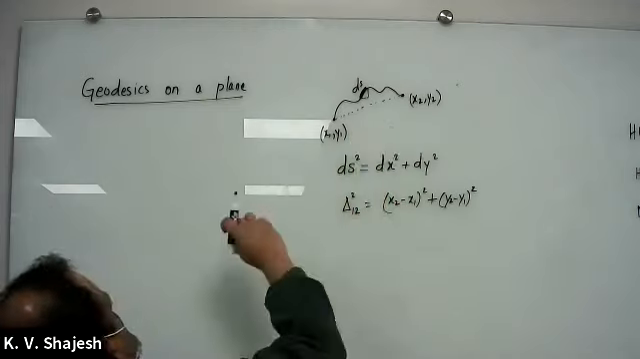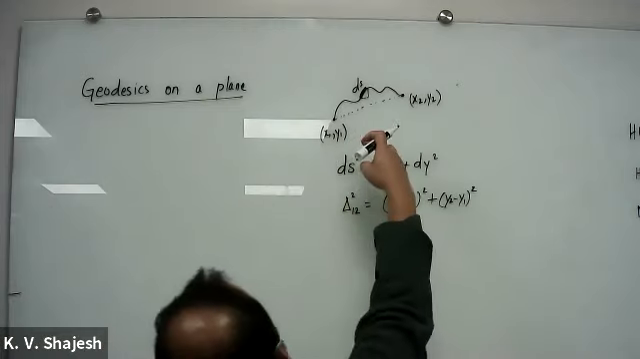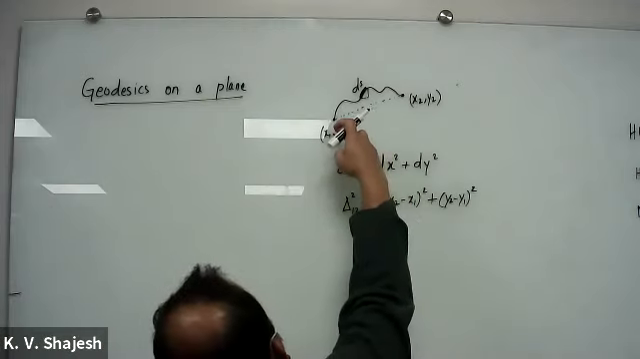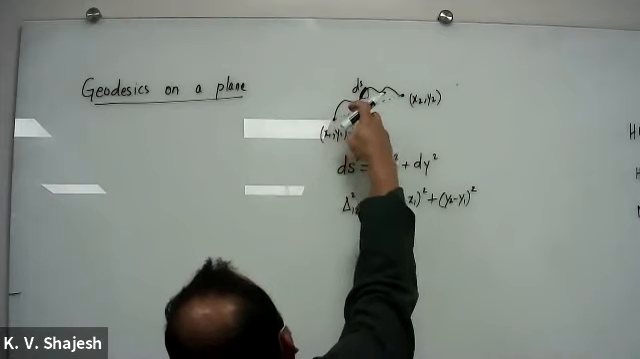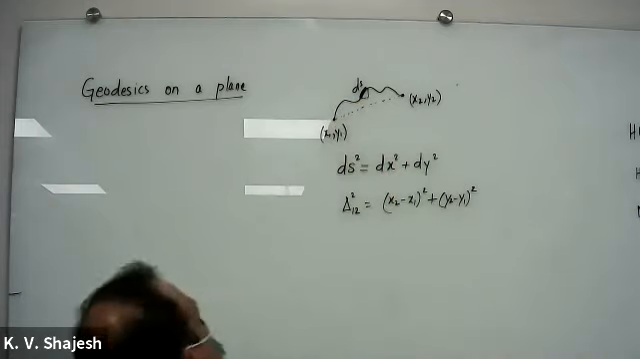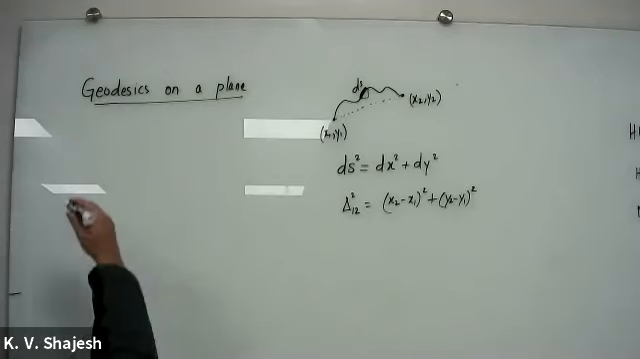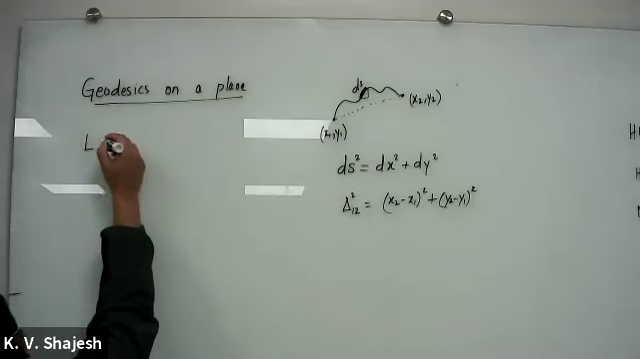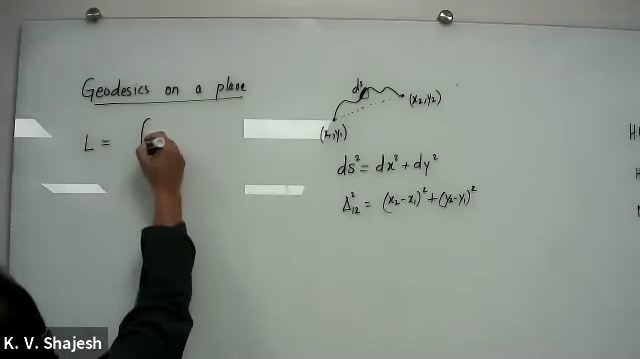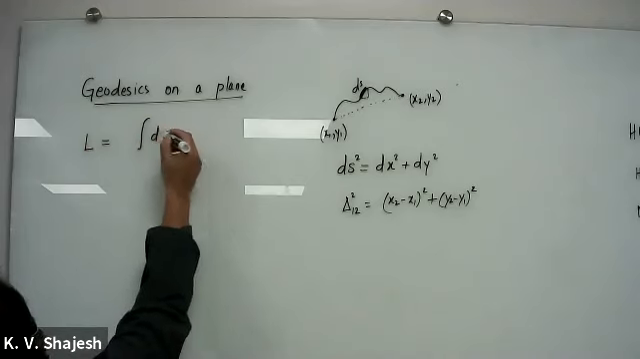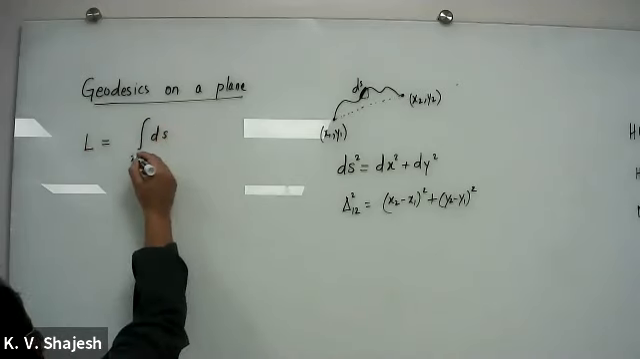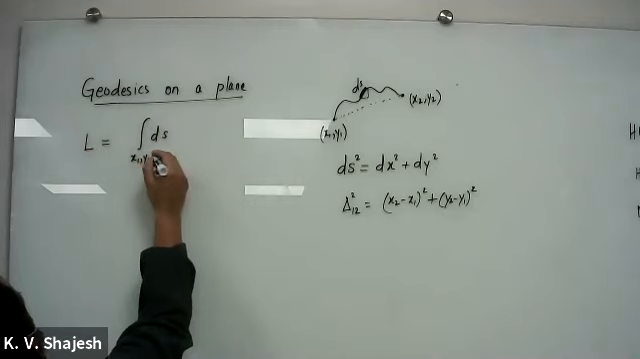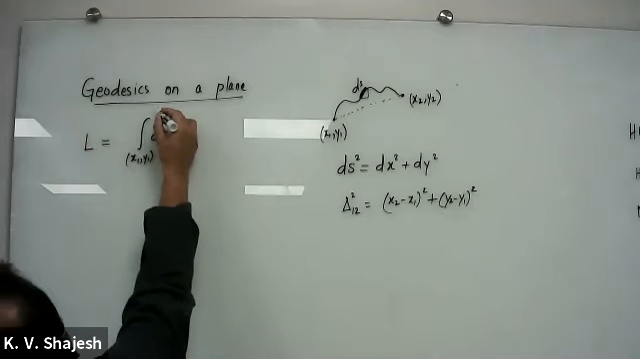So the path or the total distance for any path connecting 1 and 2 will be, let's say, L. So you just integrate over ds, and you have to specify the path. So that's from x1, y1 to x2, y2.